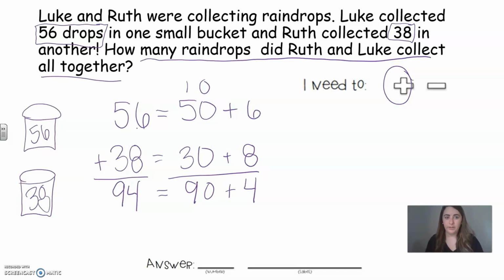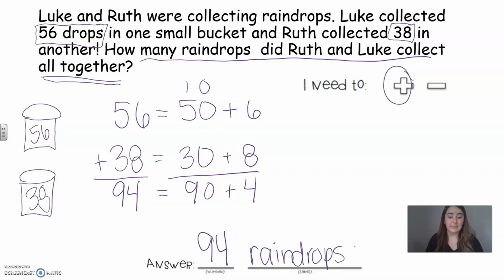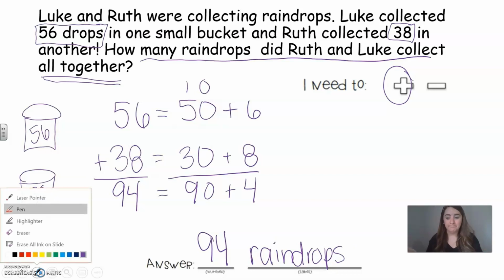Well, if Ruth collected 38 and Luke collected 56, and I added them together, I got 94. Remember, all together means add. Then yes, that makes sense. So our answer is 94 raindrops. Now, don't forget to label, because otherwise we have no clue what you're talking about. You could be talking about 94 cats and dogs, or 94 ice creams.